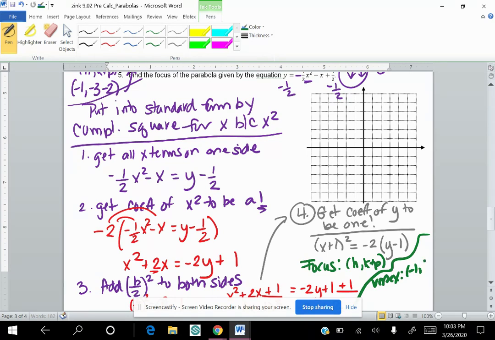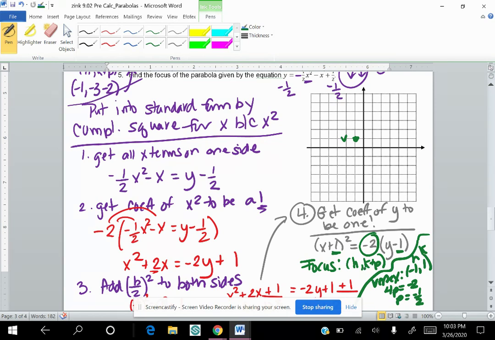is negative 1, 1. I got that because the x coordinate goes with the x, the y coordinate goes with the y, and you switch the signs. Negative 1, 1 is my vertex. And this right here, we're going to set equal to 4p. So 4p equals negative 2 divided by 4, which gives me negative 1/2.